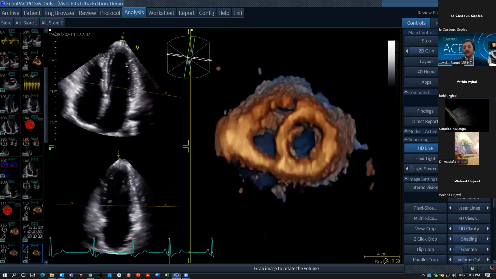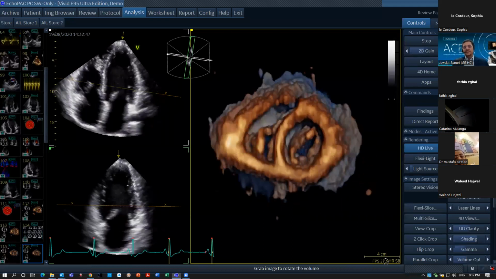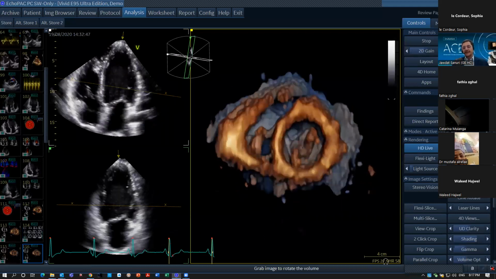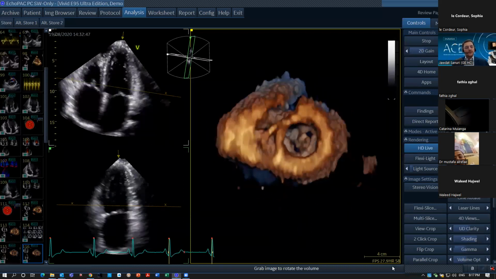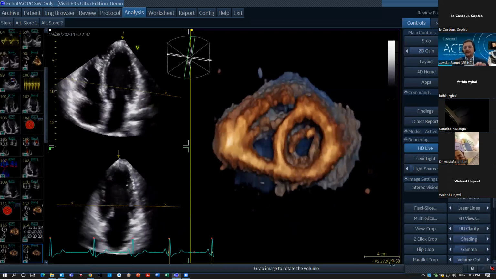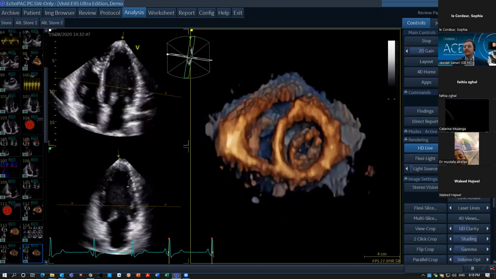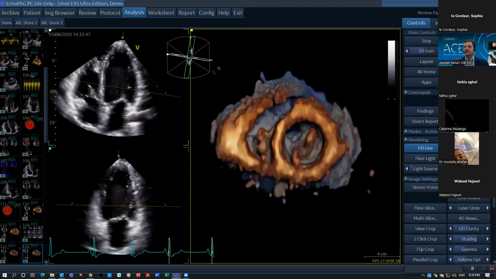But nevertheless, we have a lot more speckle because in 4D, again, we have the entire segment. So we have the speckle inside the entire segment. It's not like only a cross section of the segment. So we have a lot more data to work with during these 25 frames per second for the entire strain of the LV. So how does it work?